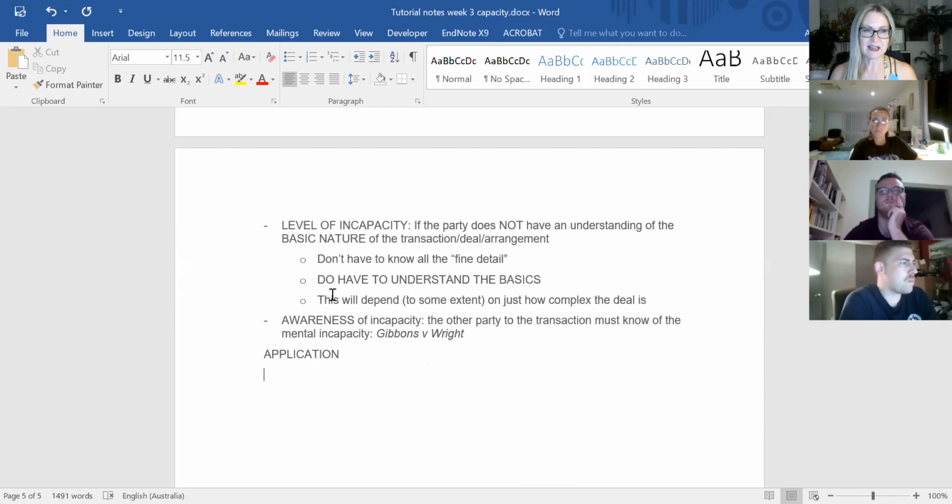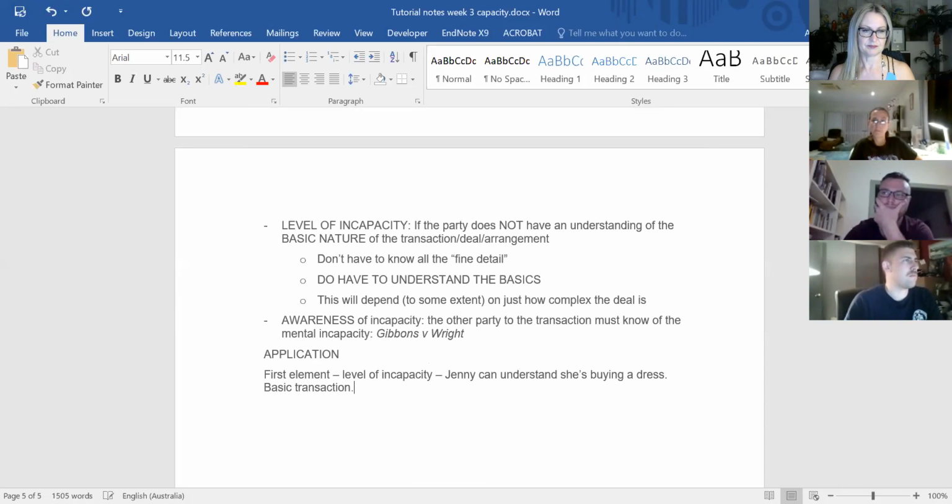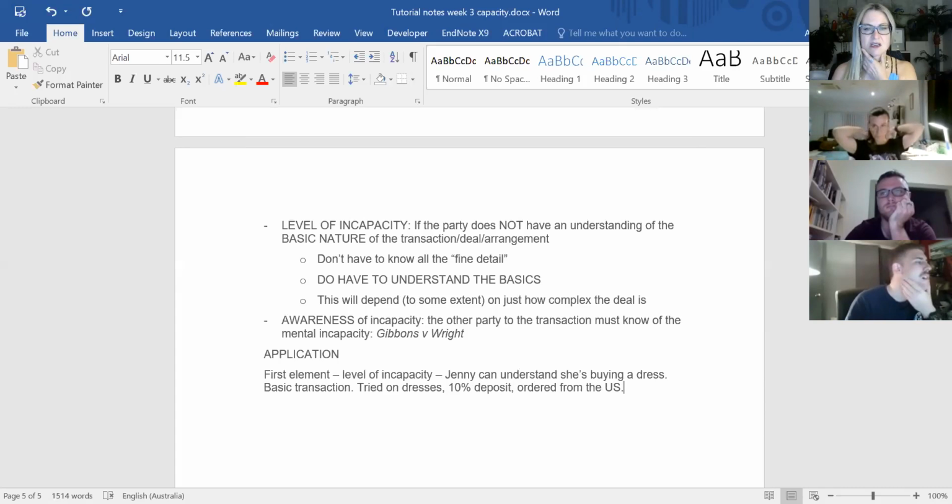So then you'd be saying, for the first element of the level of incapacity, I think Jenny... Well, what do you guys think? Do you think she can understand that she's buying a dress? I think she can. Yeah, I do too. It's a basic transaction, and she seemed enough with it to try on different dresses and pay a 10% deposit and understand that it needed to be ordered from the US. Yes. Okay. So I think that she's going to fall down there.